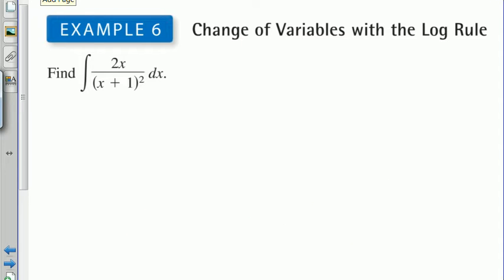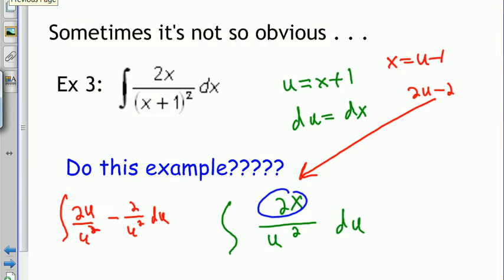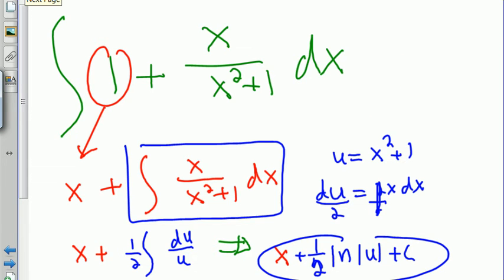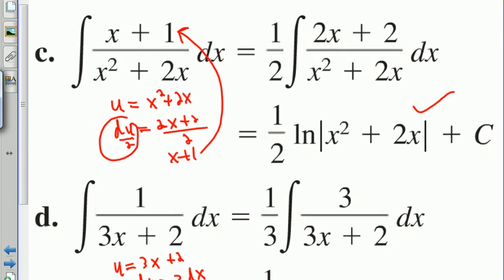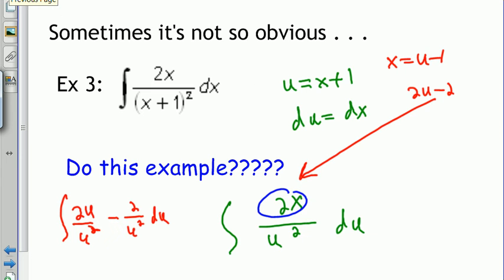So let's do a little bit more. This is a change of variables with the log rule, so it's a little bit more annoying. Actually, if I go back, I wonder if this is that exact same example. 2x and then x plus 1 all squared. Yeah, so we were doing this problem. If you look back on the previous video, you might have tried this out a little bit. So let's see where we were at.